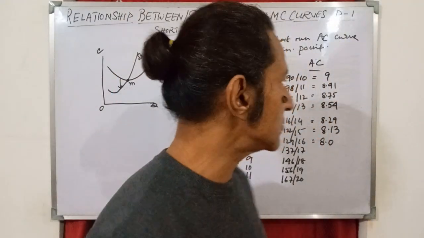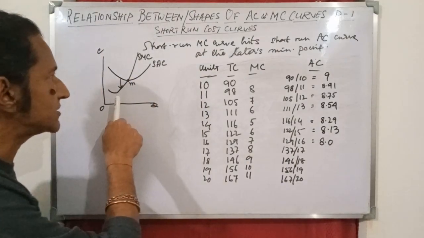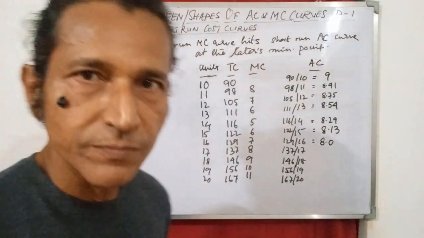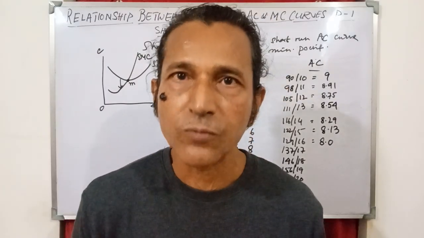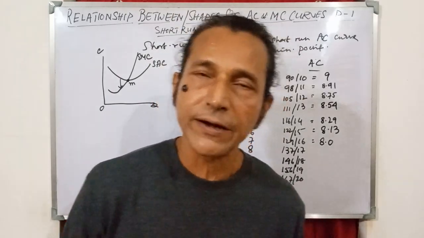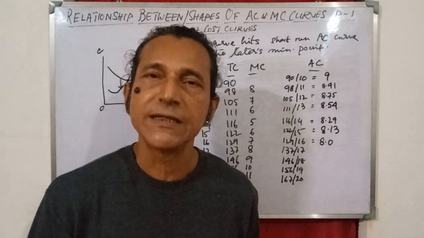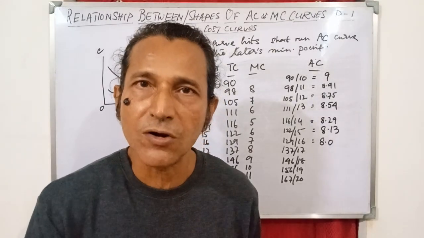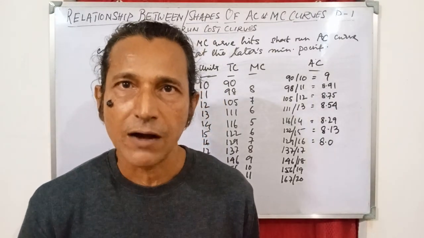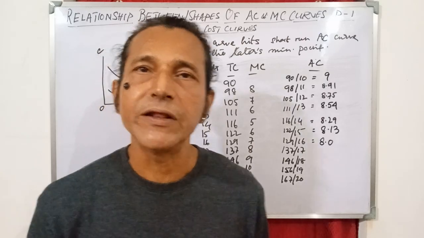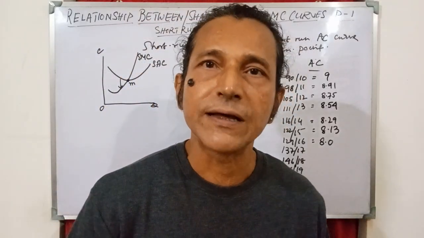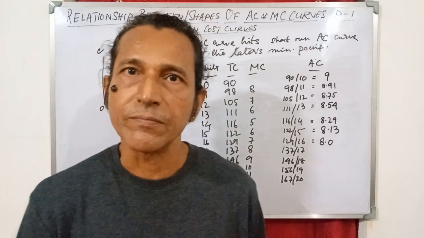When we are talking about the marginal cost intersecting the average cost curve at its minimum point, this means when the average cost is minimum, it becomes equal to marginal cost. There may be very small difference. I mean to say, they can be very close to each other and we can consider those as the same.